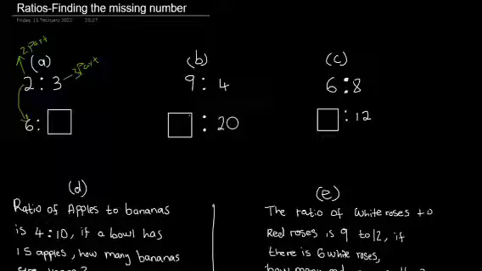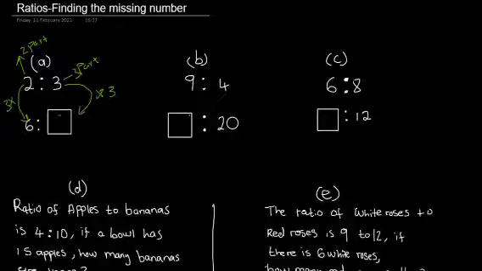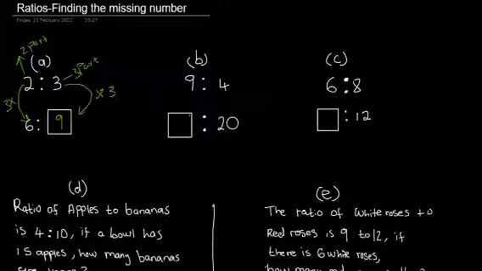Which means in this case, you multiplied the number 2 by 3, and then you got 6. And if you multiplied by 3 to get 6, it means in order to find the missing number, you need to also multiply by 3. If you multiply 3 by 3, you will get the number 9, and that will be your answer. Let's look at B.